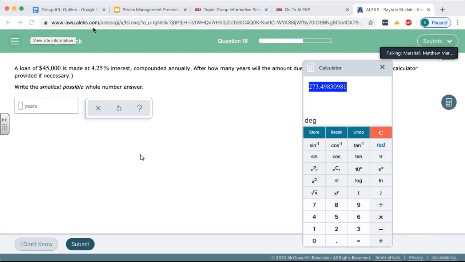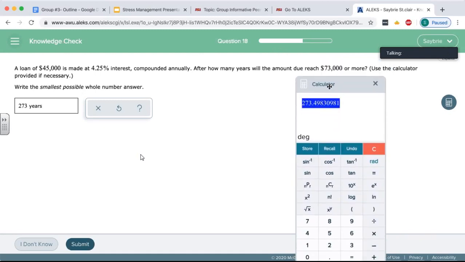Nearest whole number. Smallest possible whole number. 273, I guess, yeah. Yeah, it looks like that. It would take a long time at that interest there. I guess, I don't know. We'll see. I think that's right.